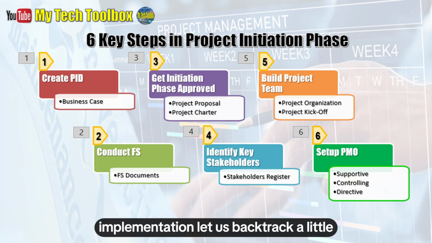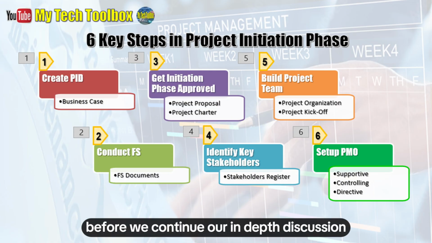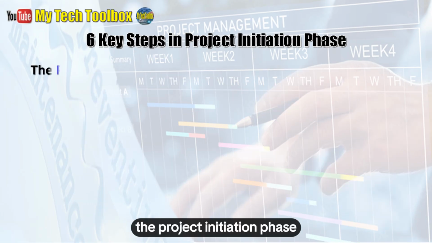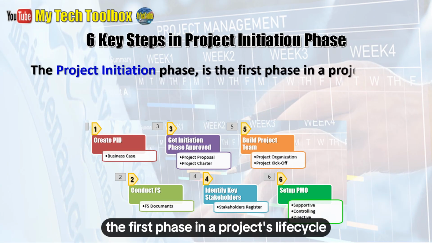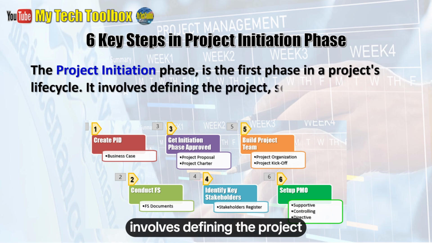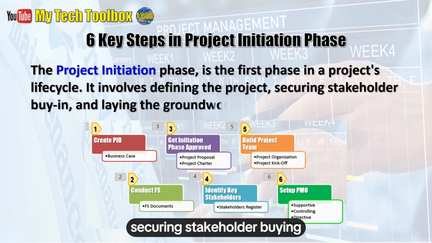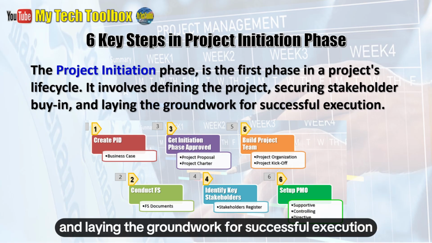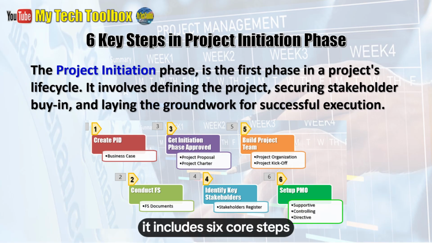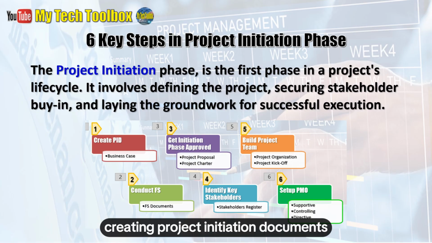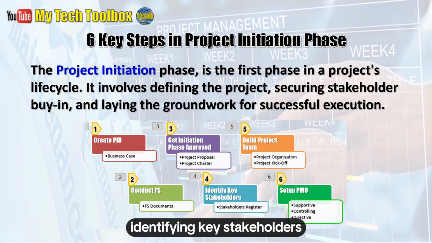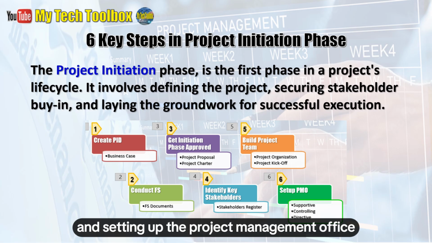Let us backtrack a little before we continue our in-depth discussion on the 6 steps of the project initiation phase. The project initiation phase, the first phase in a project's life cycle, involves defining the project, securing stakeholder buy-in, and laying the groundwork for successful execution. It includes 6 core steps: creating project initiation documents, conducting a feasibility study, getting the initiation phase approved, identifying key stakeholders, assembling the project team, and setting up the project management office.